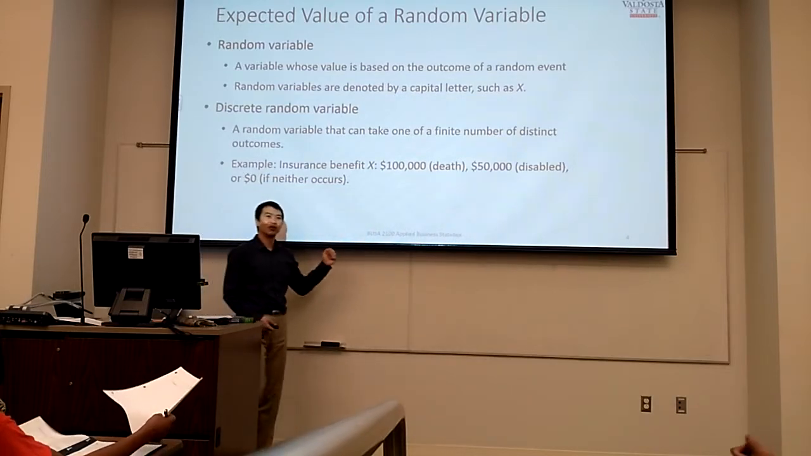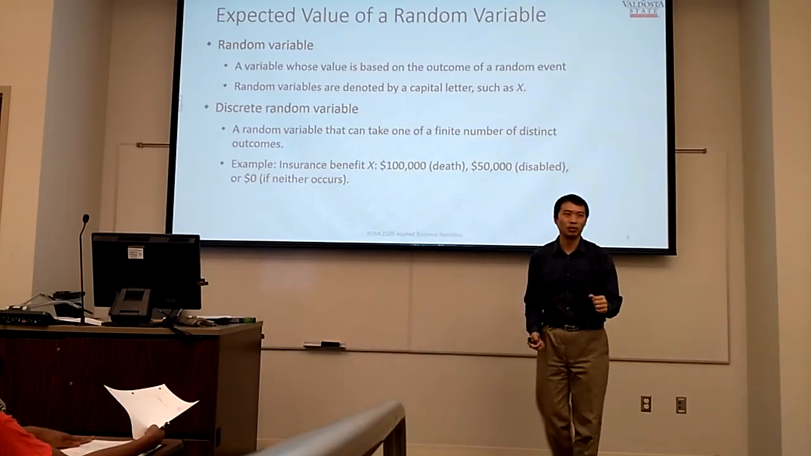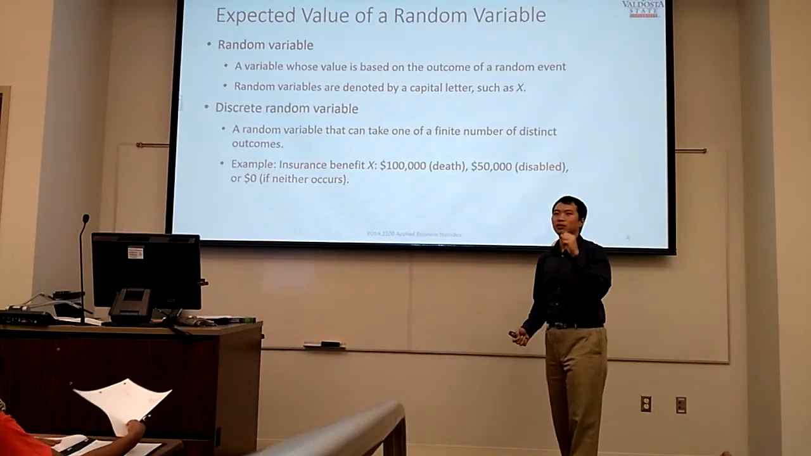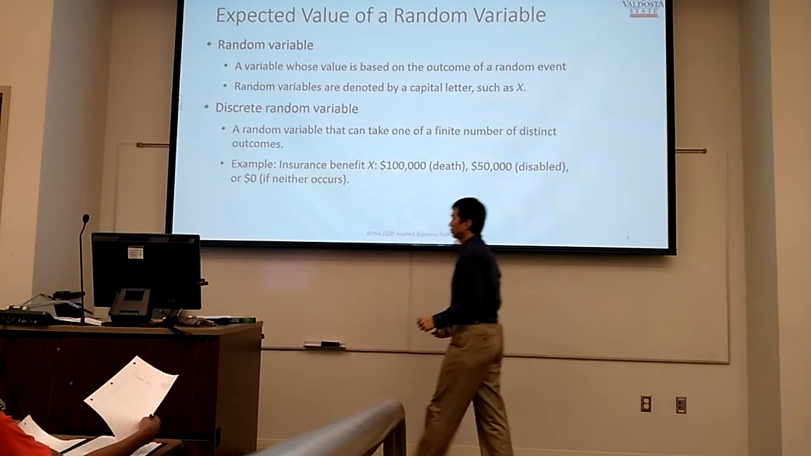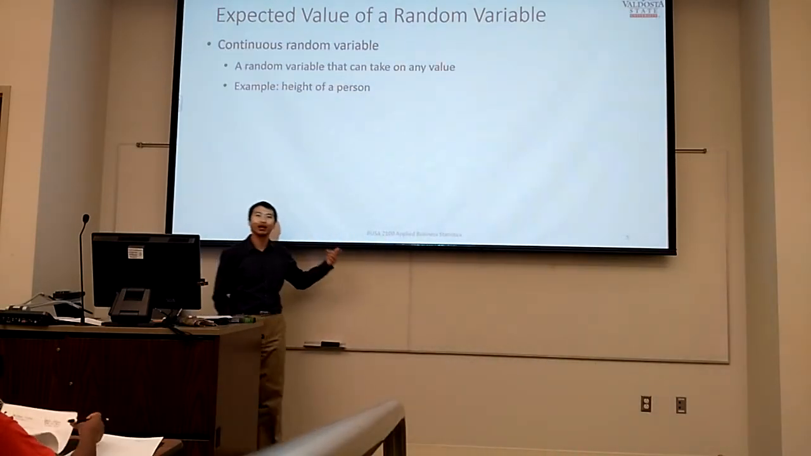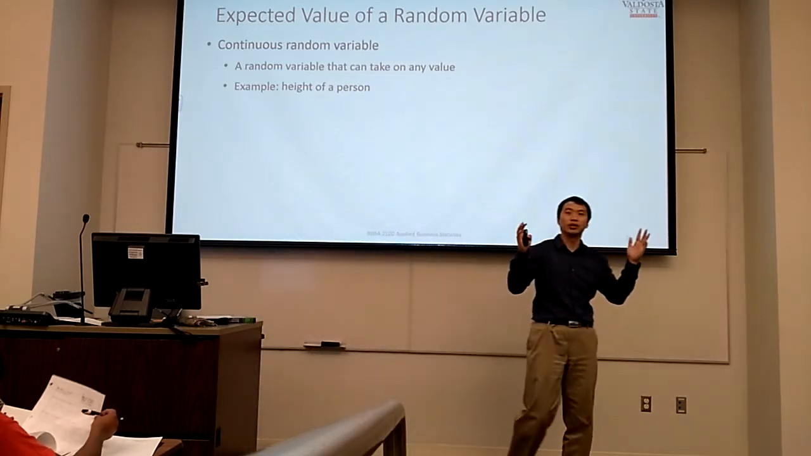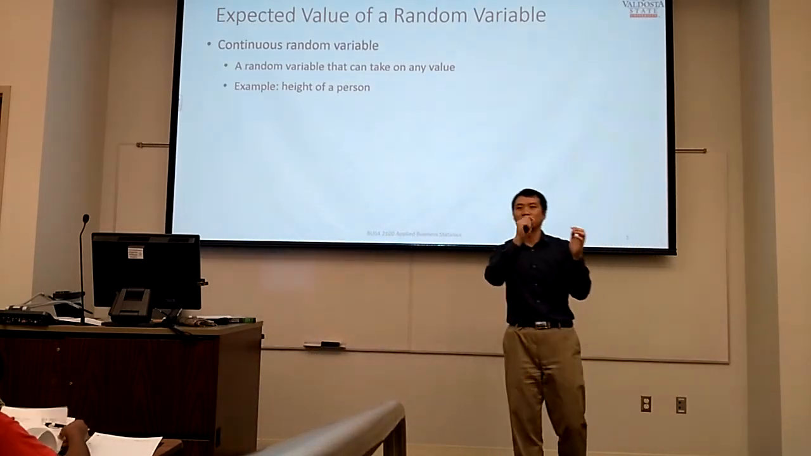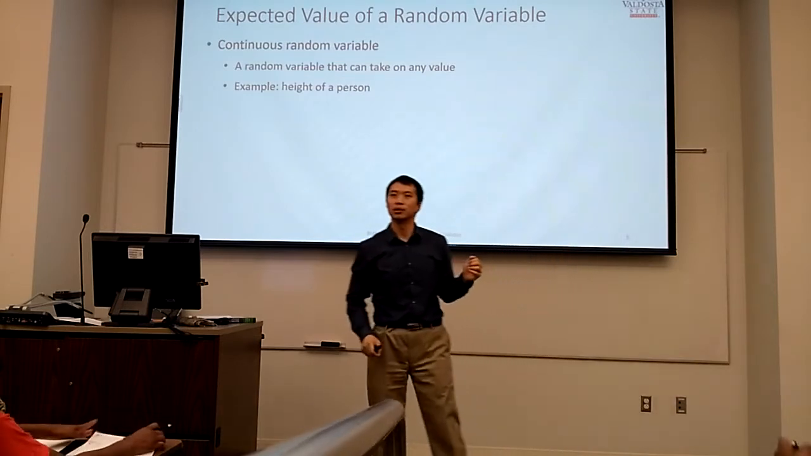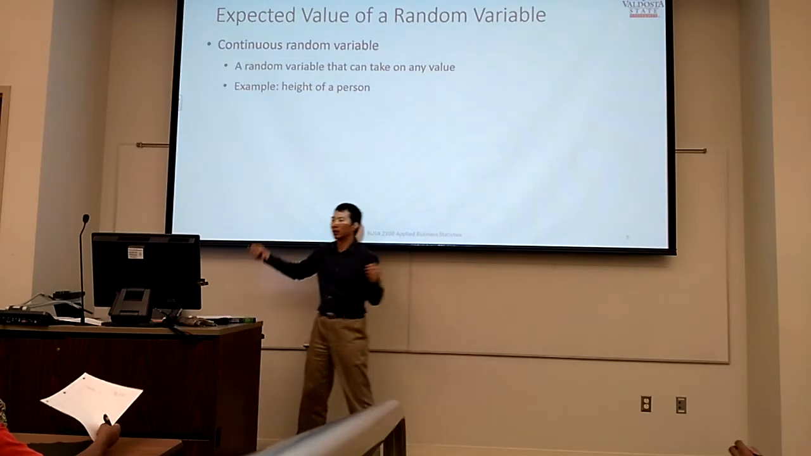For a discrete random variable, we have a finite number of outcomes. And a continuous random variable can take any value. Maybe for some variables we have boundaries, but within the boundary you can take any single value, like 10.999999 and so on and so forth.